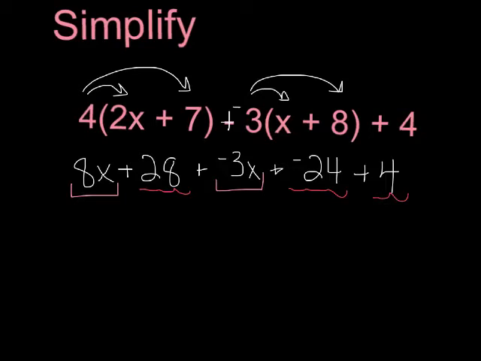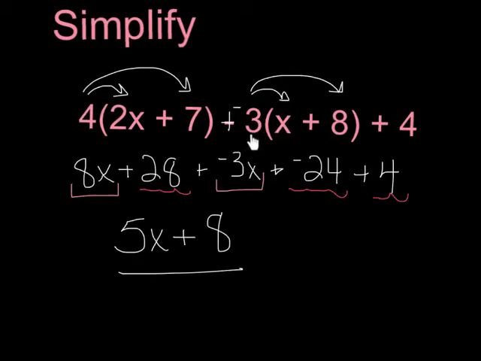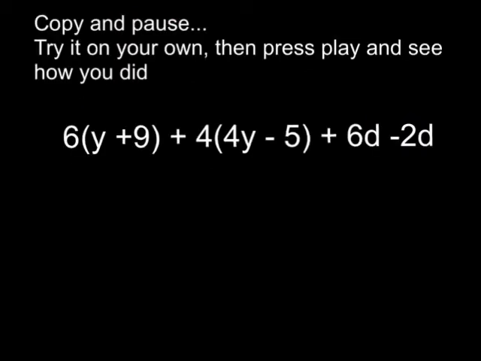X terms first. 8x plus negative 3x is going to be 5x. 28 plus negative 24 is positive 4, plus 4 is 8, so we end up with 5x plus 8 as the simplified version of this big long thing up here. 5x plus 8 is the simplified version. Okay, now I want you to pause the video, copy this problem down, try it on your own, then come back, press play, and see how you did.